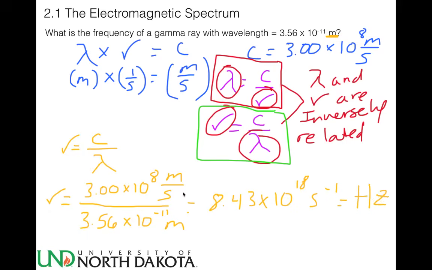Now the way we get these inverse seconds, I'll show down here. So we're dividing meters per second by meters. When you divide by something, it's like multiplying by the reciprocal. So we're multiplying meters per second times 1 over meters. The meters cancel out, and our units would be 1 over second, or seconds to the negative 1, or hertz.